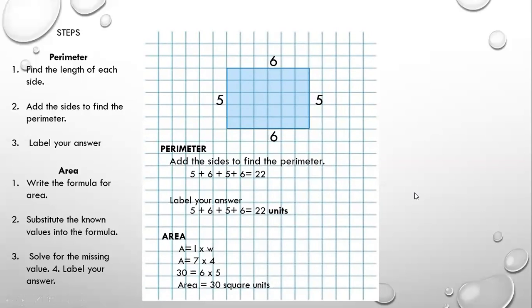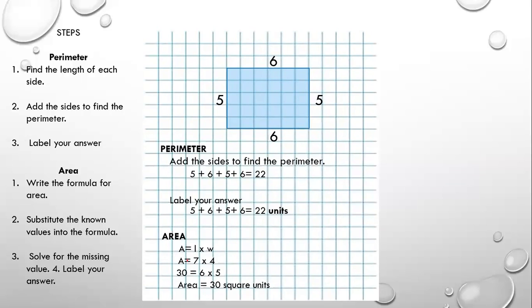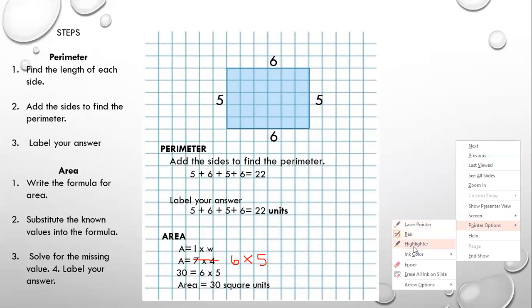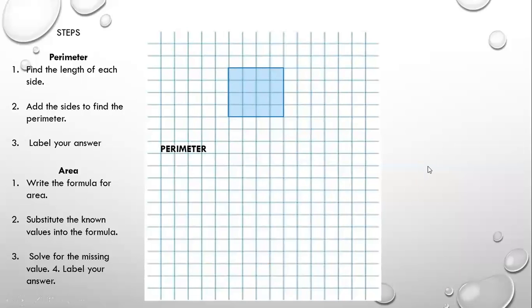And once again, let me see if I can turn this into a pen. There we go. So this should be 6 times 5. Okay, so our area, once again, 30 square units. All right, so let's move on.